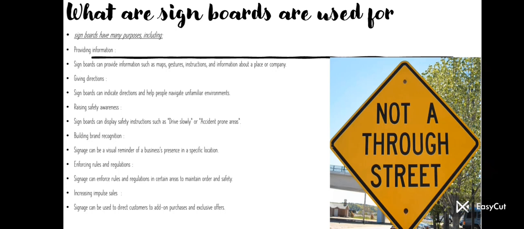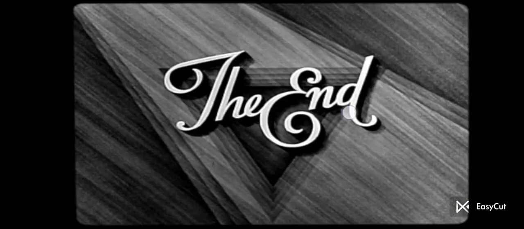And enforcing rules and regulations. Signage can enforce rules and regulations in certain areas to maintain order and safety. It is very important. If you neglect any of them, then you are in big trouble. Increasing impulse sales. Signage can be used to direct customers to add-on purchases and exclusive offers. This is all about the roads.